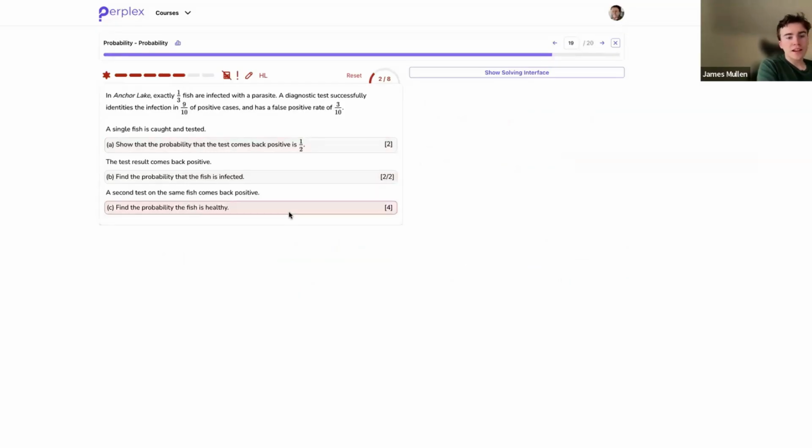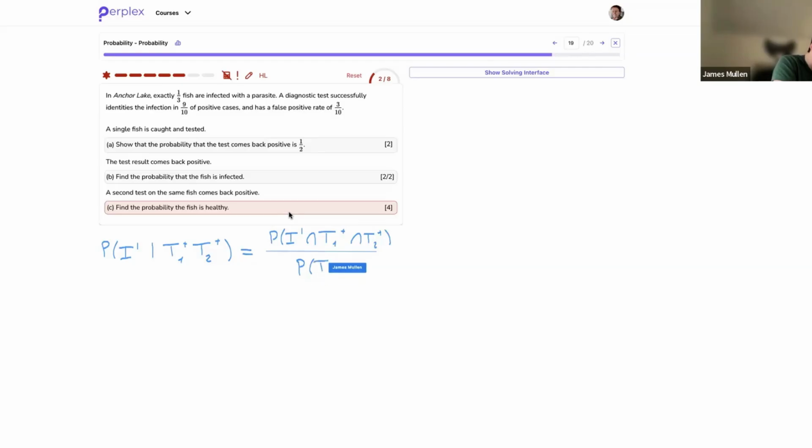Now, in part C, we're told that a second test on the same fish comes back positive, and we want to find the probability that the fish is healthy. That probability is P not infected given, let's say, T1 plus and T2 plus, so 2 positive test results. Now, again, I don't need to use Bayes' theorem. I can use regular conditional probability formulas and say that this is going to be equal to the probability of all 3 of those things happening. So, the fish is healthy and tests positive a first time and tests positive a second time, divided by the probability of 2 positive tests.